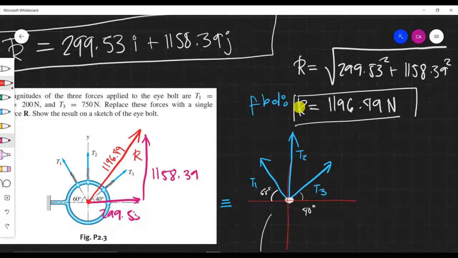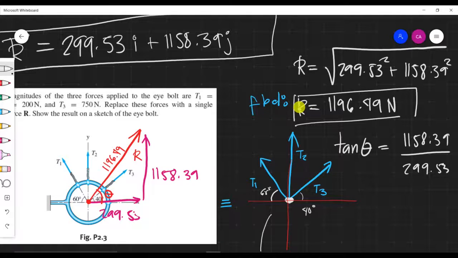Anong angle? So yung angle natin is ito. Ano yung angle theta? Ang angle theta ay based dun sa drawing, may triangle. So by instinct, siguro mapapansin natin nagagamit tayo ng tangent theta, which is equal sa opposite 1158.39 over adjacent 299.53. Tama ba? Sine over cosine, okay. So tama. So what would be the angle theta?